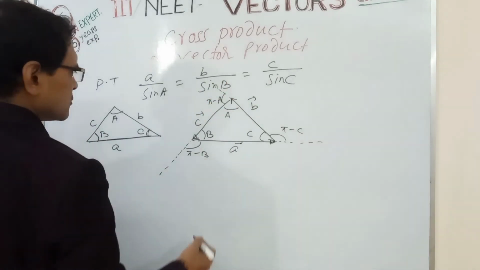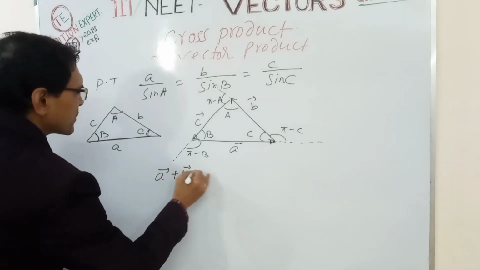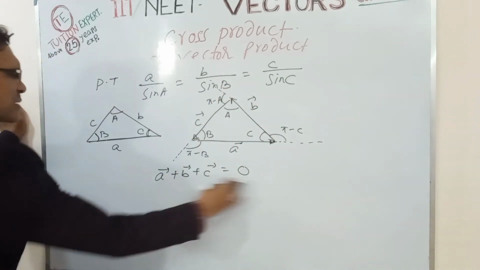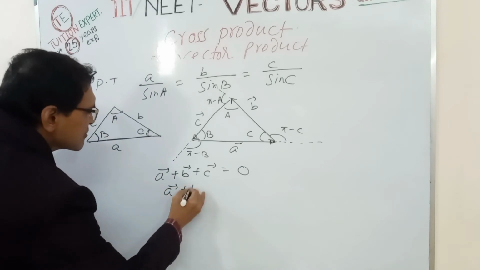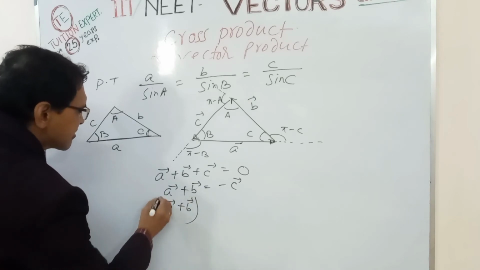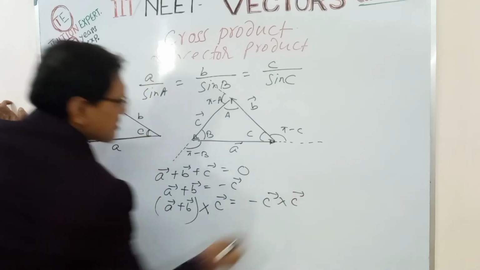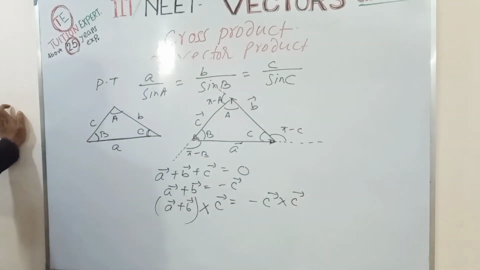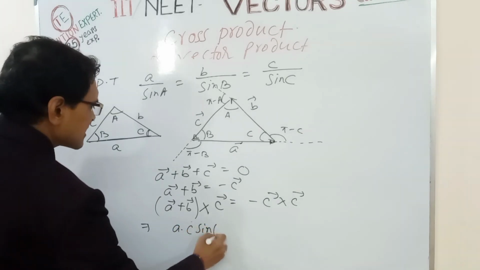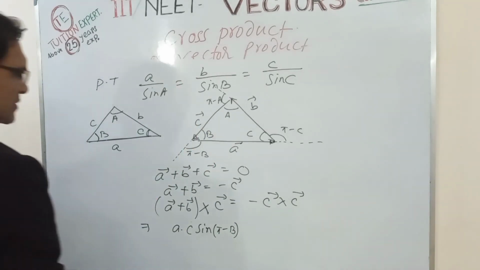Now from the triangle law, we know a plus b plus c equal to 0, a closed loop a, b, c. So a plus b equals minus c. Taking the cross product with a, a cross c equals a c sine of pi minus B. And what is the direction?